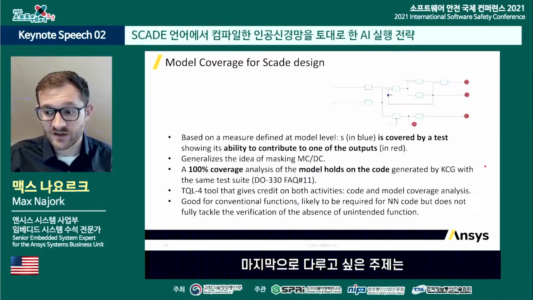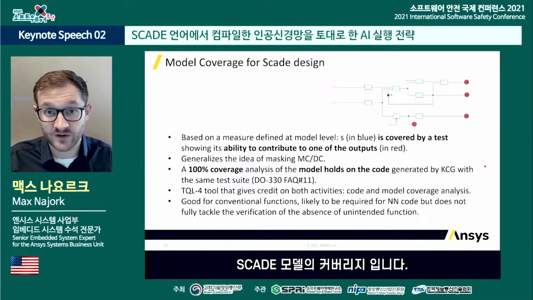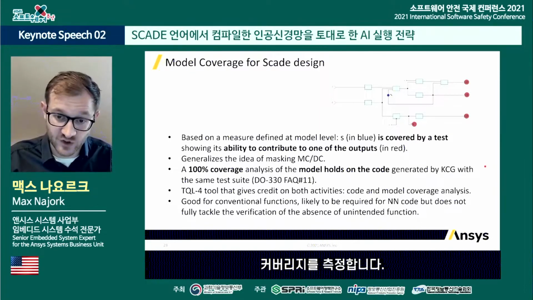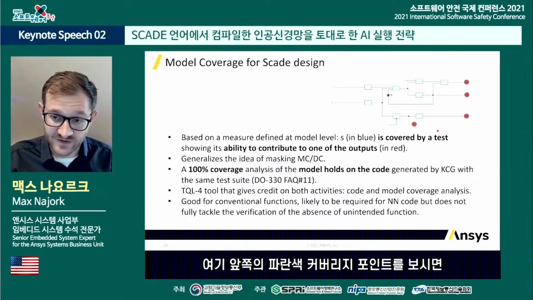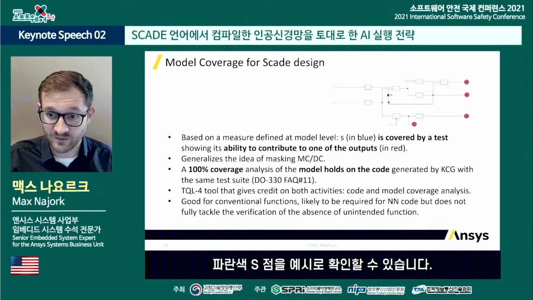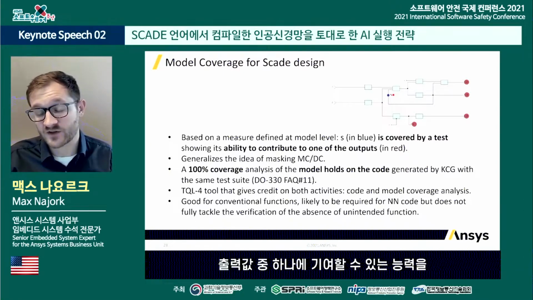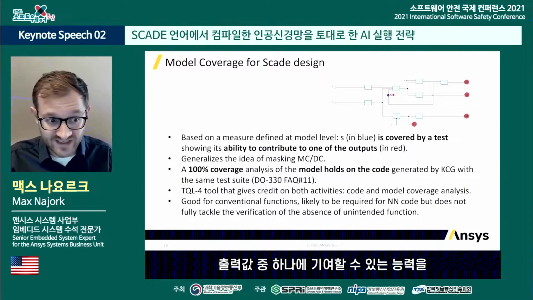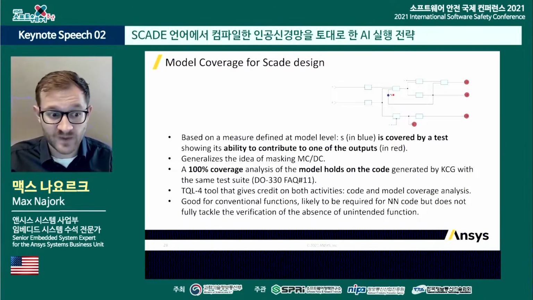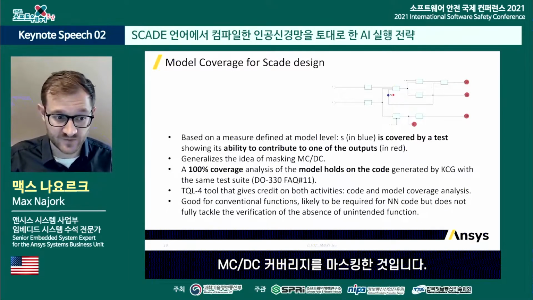The last subject I want to talk about is the model coverage applied on the Scade model. Scade models allow us to measure the coverage on the model level, and this is defined by looking at different coverage points. Here you have an example, the blue dot S, which is one of the coverage points, and by definition a point is considered covered by a test when it shows its ability to contribute to one of the outputs. That's basically generalizing the idea of the masking MCDC coverage.